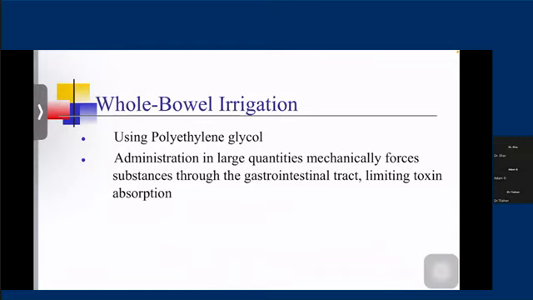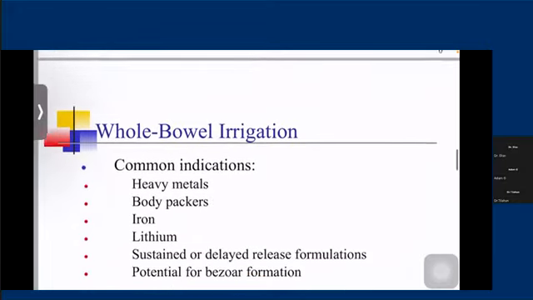So whole bowel irrigation is one of the decontamination ways in which we can remove the drug from the GI. This is done by using polyethylene glycol, which induces diarrhea. We give a large quantity mechanically via NG tube, which mechanically forces the substance to exit via the GI tract. It is thought to limit toxin absorption.